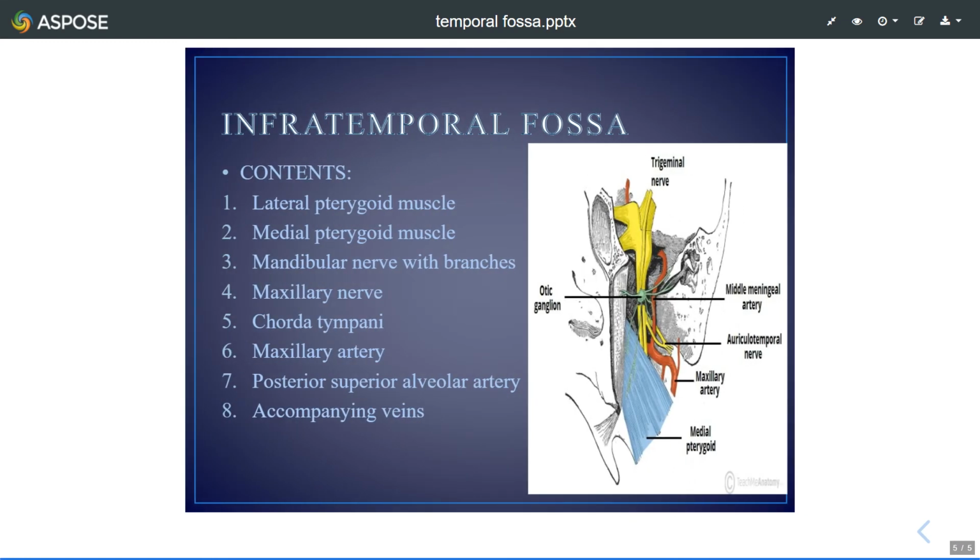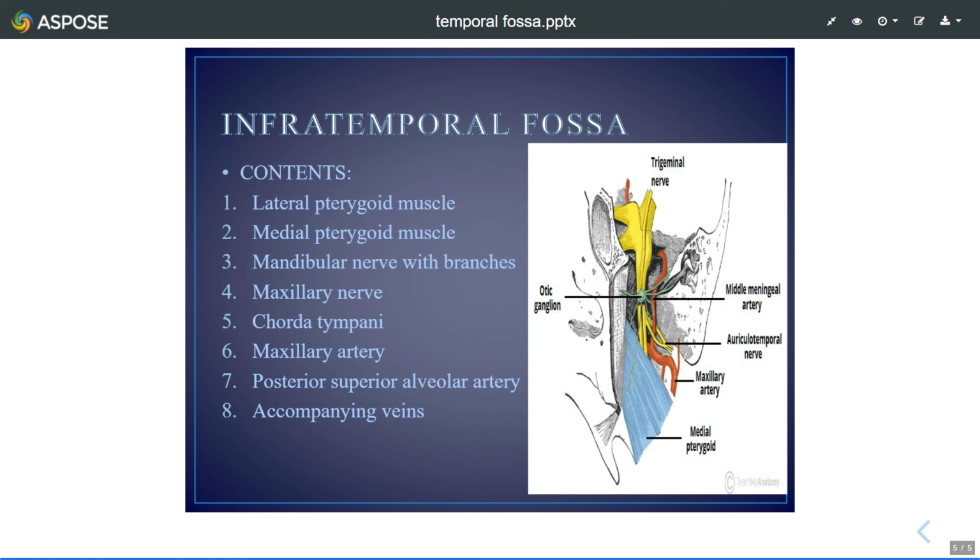Here the contents of infratemporal fossa are lateral pterygoid muscle, medial pterygoid muscle, mandibular nerve with its branches, maxillary nerve, chorda tympani which is a branch of seventh nerve, maxillary artery, that is first and second part of maxillary artery, posterior superior alveolar artery and accompanying veins. So these are the contents of infratemporal fossa.